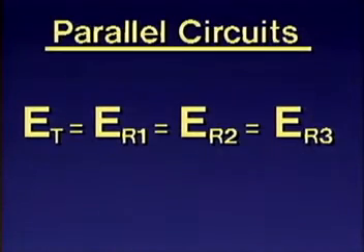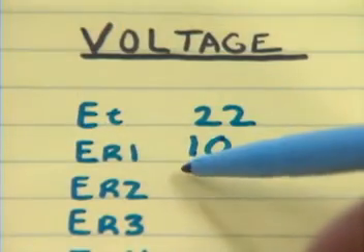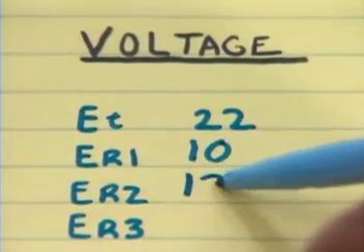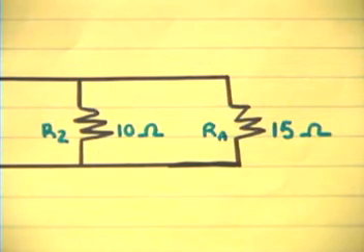In parallel circuits, the voltage is the same at each point in the circuit. Therefore, the voltage drop across R2 is 12 volts, and the voltage drop across RA is also 12 volts. On your chart, record 12 volts for ER2. You can now determine the current through the second resistor using Ohm's law.